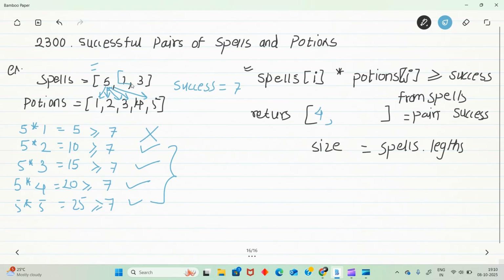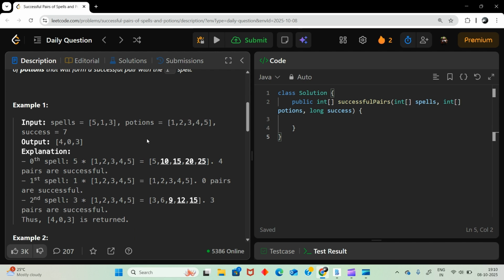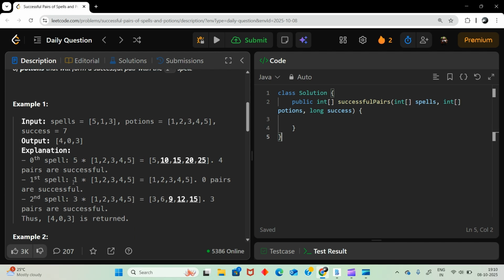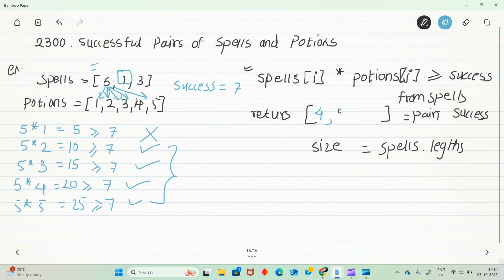Now again with 1, we have to check everything. With 1, how many will we get? Here, if we see in this example, if we multiply 1 into 1, is 1 greater than 7? No. 2 greater than 7? No. 3 greater than 7? No. 4, 5? No. So 0 pairs. So here we will add 0.